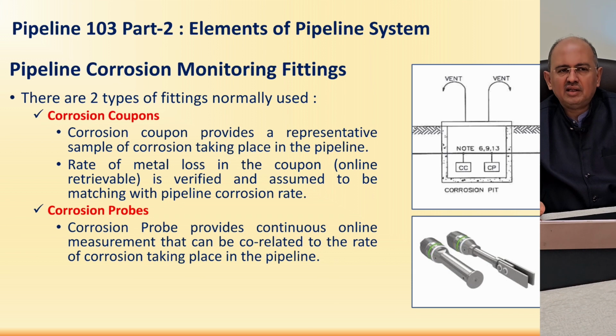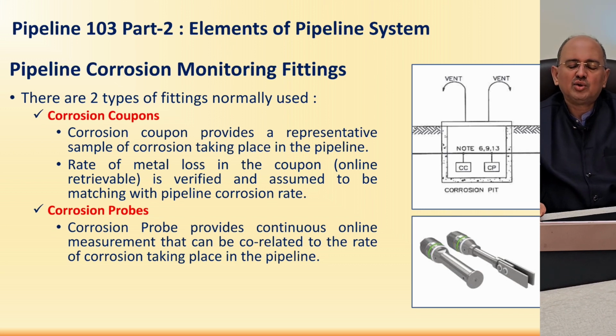And by measuring them continuously, and since they are connected with wires, they can also be connected to the control room, and you can continuously measure what is happening, the difference between these. And based on that, it can be correlated, and then some kind of algorithm can be developed to decide the anticipated corrosion rate in the pipeline.